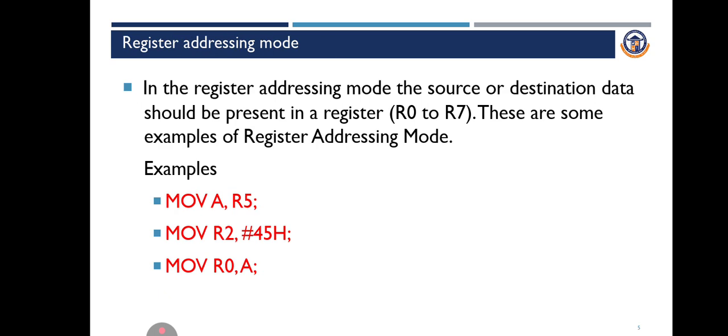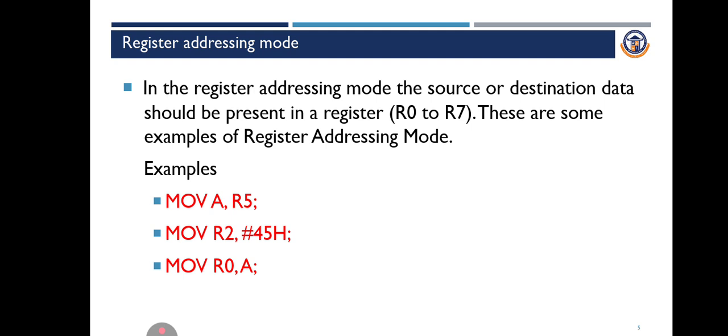In register addressing mode, the source or destination data should be present in a register, that is, the register bank from R0 to R7. Here we have the example MOV A, R5. The content of R5 will move to the accumulator, that is A. The next instruction is MOV R2, #45. Here we have used R2, a register addressing mode. The value specified in the instruction itself, that is 45, will move to R2.